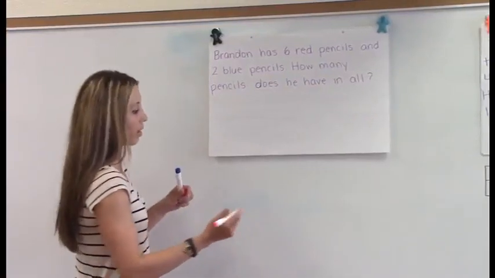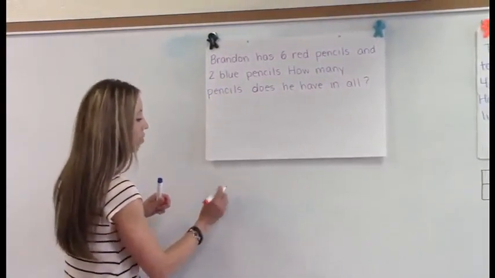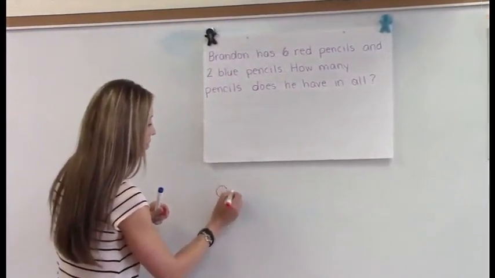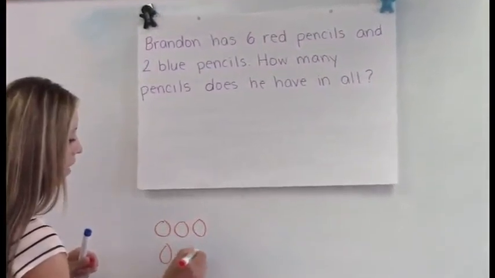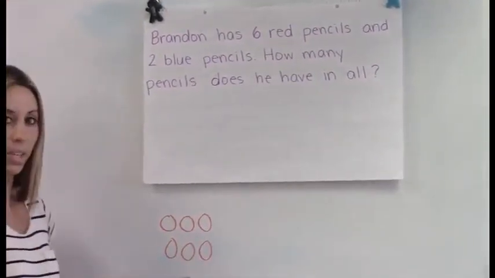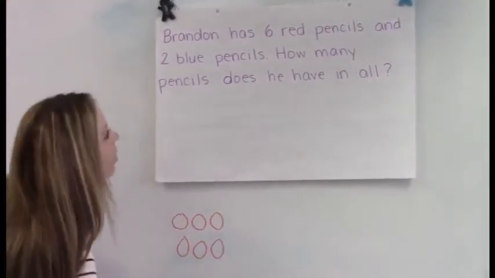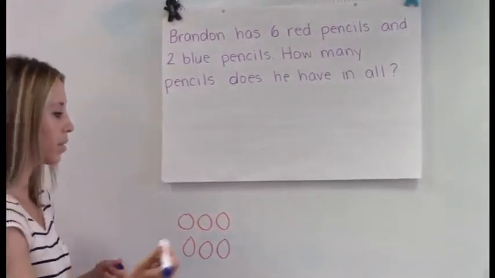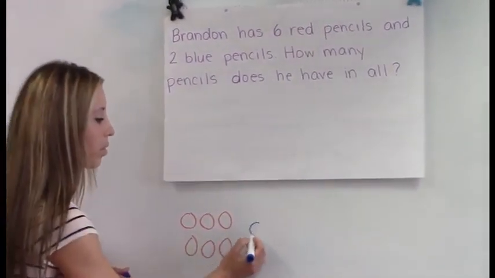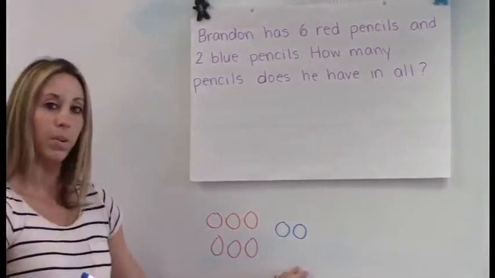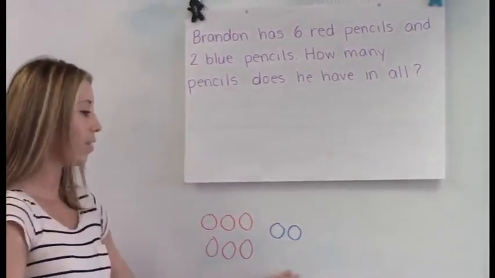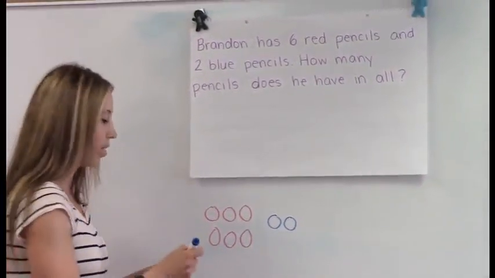So 6 red. I'm going to go ahead and just draw 6. And I'm going to count as I go. 1, 2, 3, 4, 5, 6. There are my 6 red pencils. 2 blue pencils. I'm going to draw 2 more in blue. 1, 2. My 6 red and my 2 blue, and now we just have to count them and add them and see how many there are.